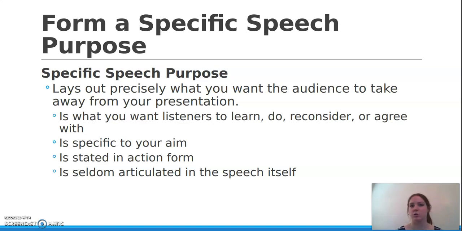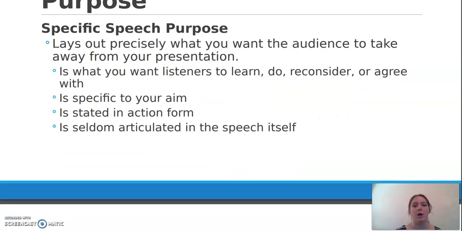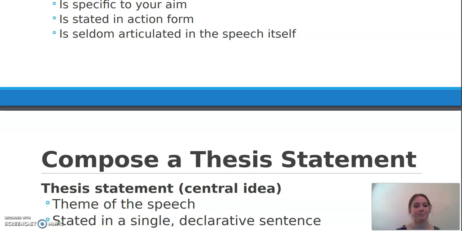Your speech should be about this, but not necessarily stated exactly. The purpose is what you're going to walk away with, and that shouldn't be stated in your speech. You should have your audience members walk out from your speech and be able to state in one sentence what the purpose of that speech was. So you want them to know that after they walk out from your speech.